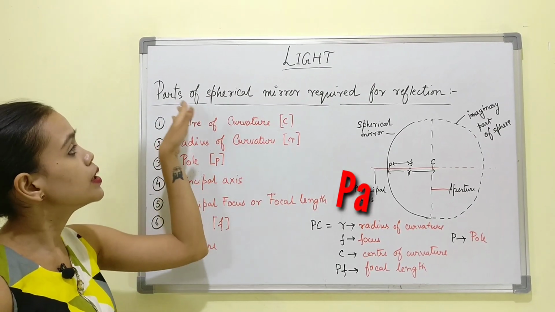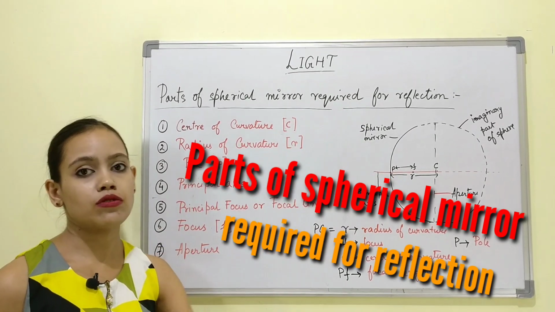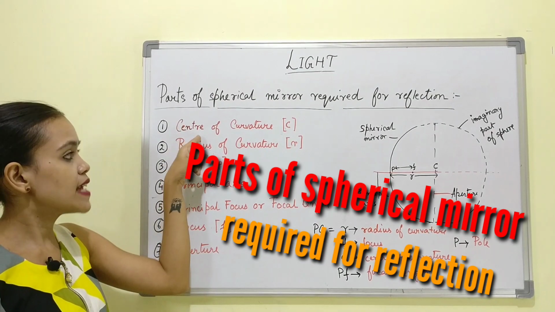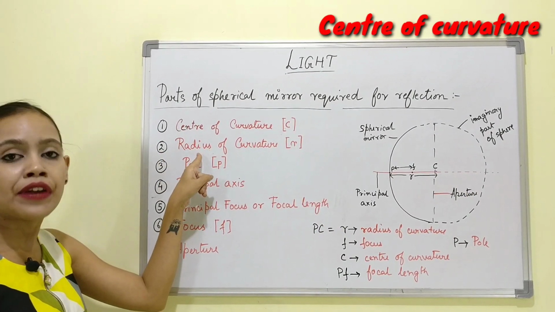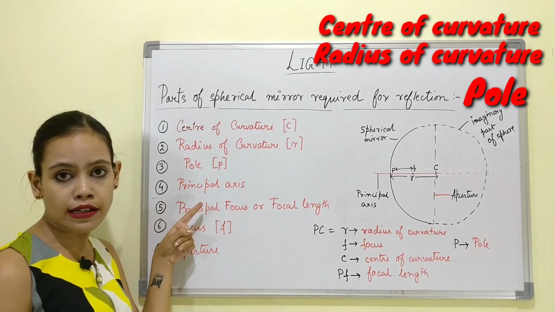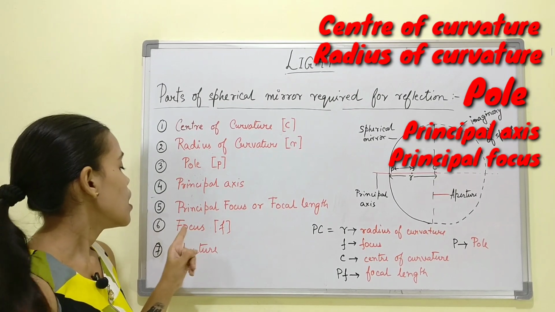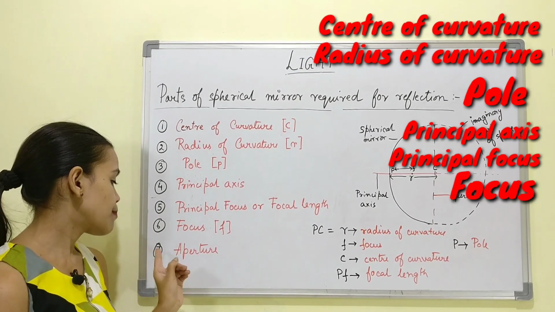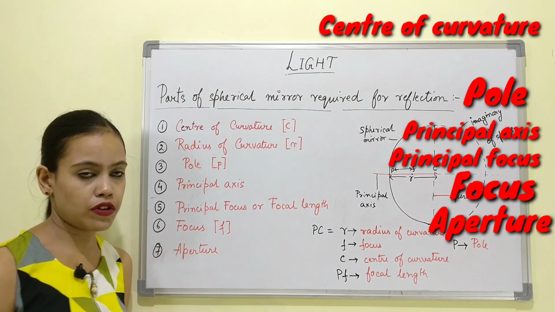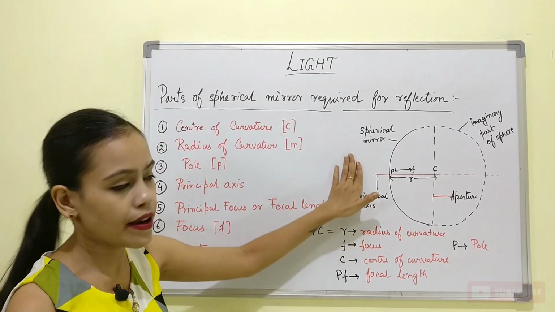As we already know the definition of a spherical mirror and what it is, now we are going to learn the parts of a spherical mirror that are required for reflection of light. What are the parts? Let's go through them first. Center of curvature, radius of curvature, pole, principal axis, principal focus or focal length, focus and aperture. Now I will explain and give the definitions of each of them, but let's look at the diagram.